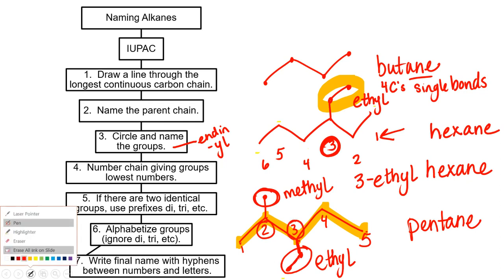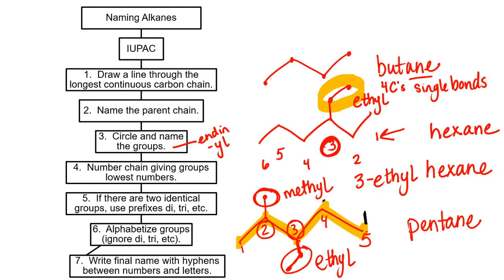Let's try right to left. I have 1, 2, 3, 4, 5. Now, right to left in black, there's a 3 and a 4 for our groups. So we're going to want the lowest possible numbers. We're going to want the number combination 2, 3 because it's lower than 3, 4. So let's get rid of these numbers and stick with the 2, 3.